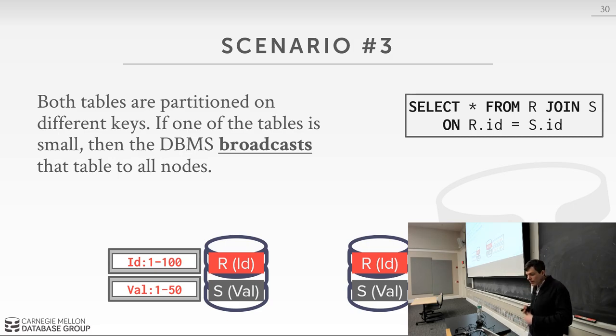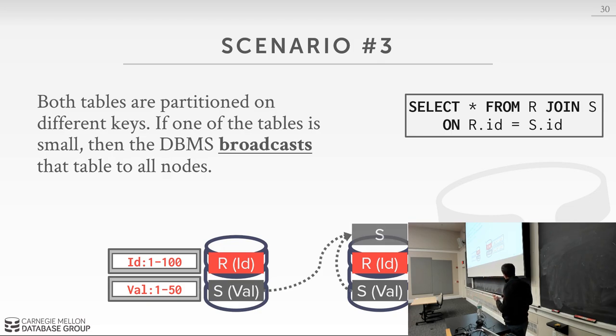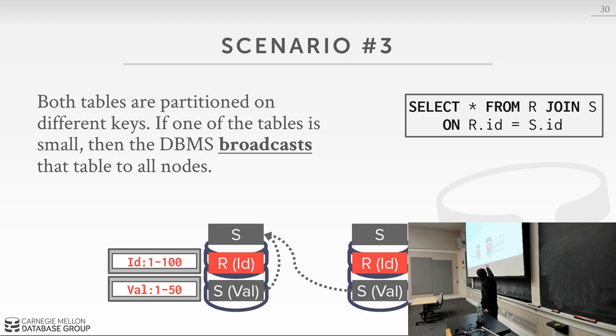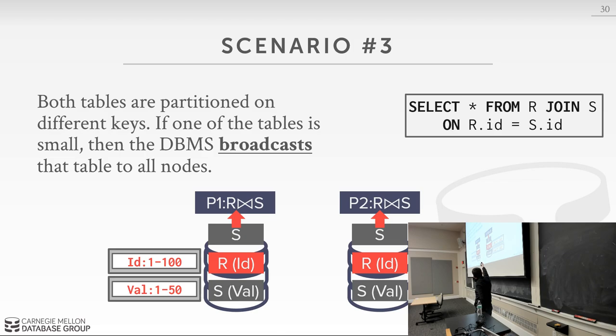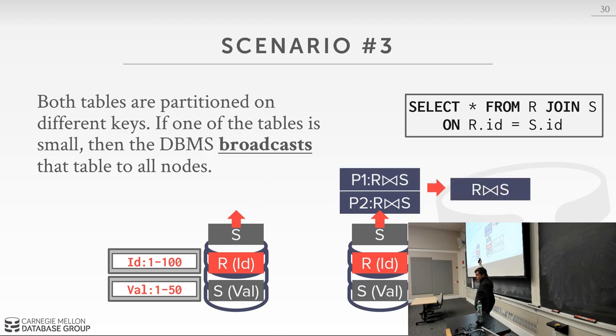So what we're going to do here is, if we recognize that one of the tables we want to join on that's not partitioned on our join key is small enough, then we can just do a broadcast, where every single partition sends the contents of their table to every other partition. So now every partition has a complete copy of the table S. In this case, I take my contents of S here and send it to this partition, and on the other side, I take my contents of S here and send it to this partition. Now I'm back where I was in the first scenario, where one of the tables was replicated at every single partition. So after I do this data movement, I can compute the join locally, then ship my result to the central location and combine them.